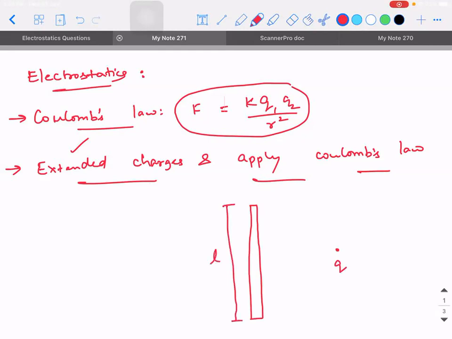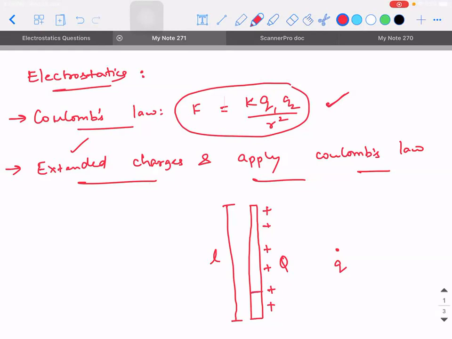Now, no more can I call this a point charge. And let me say the total charge that is there on this rod is plus capital Q. Then what you need to do, listen to this carefully, not only here, wherever the theory is going beyond the statement. For example, here Coulomb's law is applicable only for point charges. Extended charge, it doesn't speak, right? Whenever the concept of extended comes, the method you need to follow is calculus.